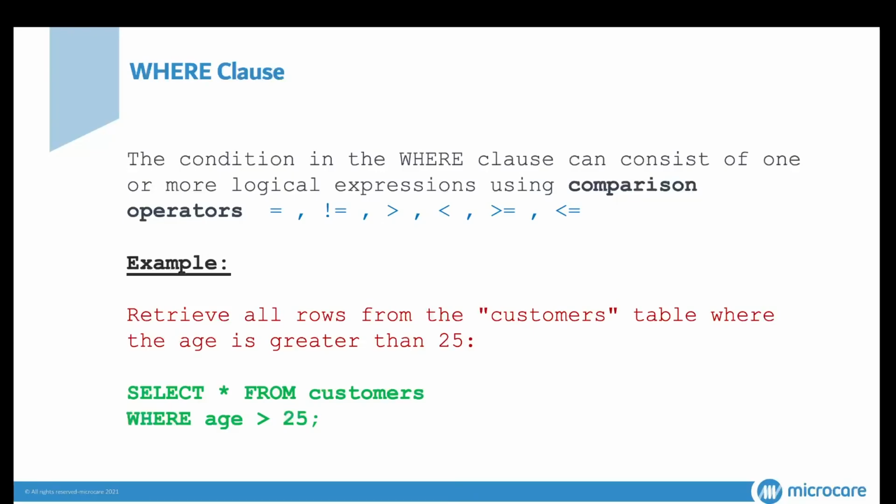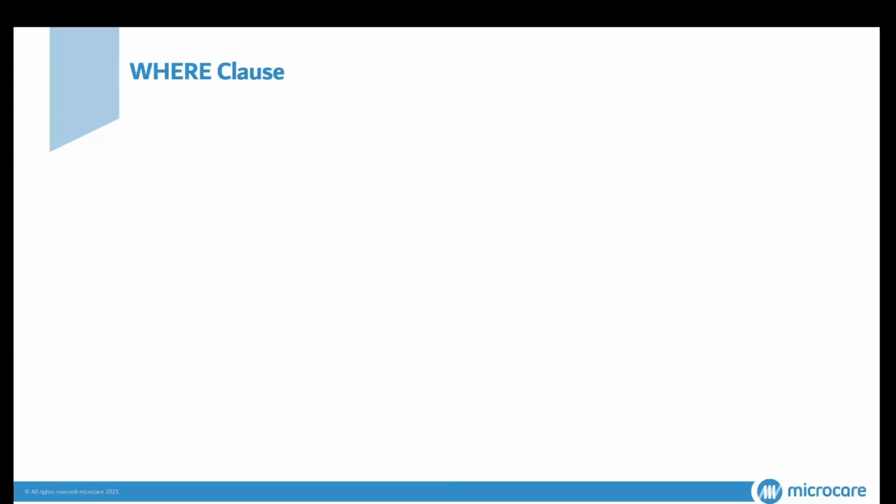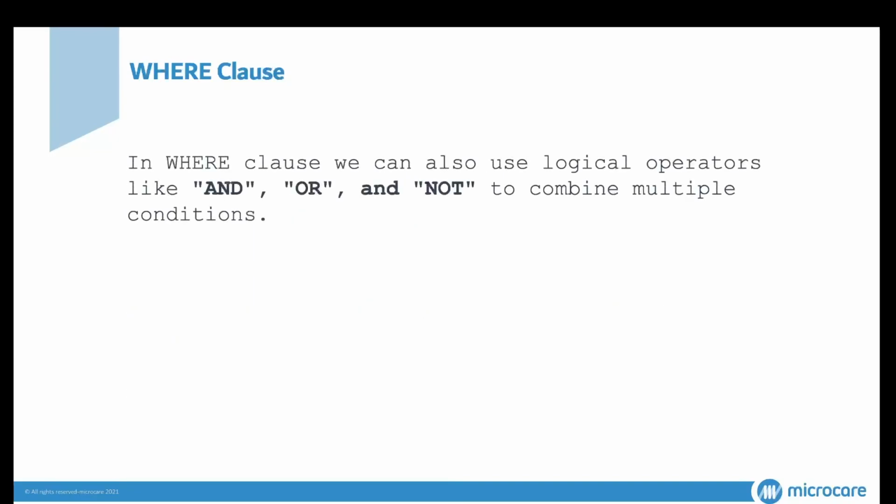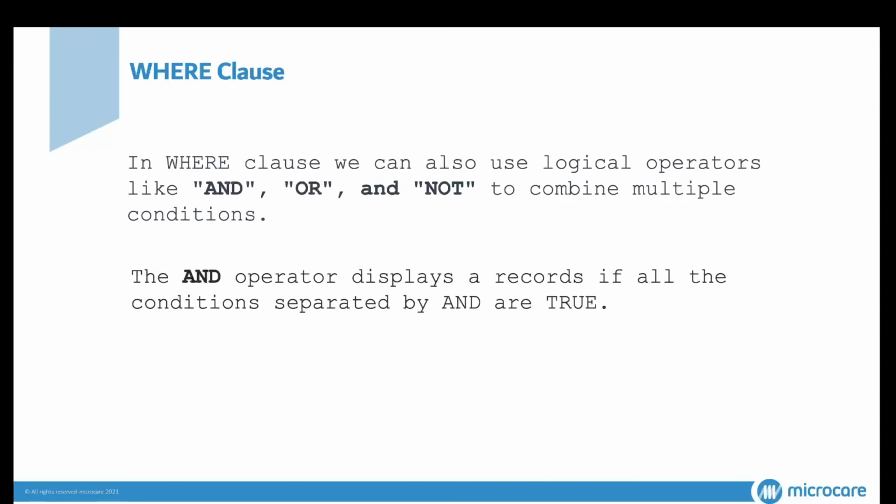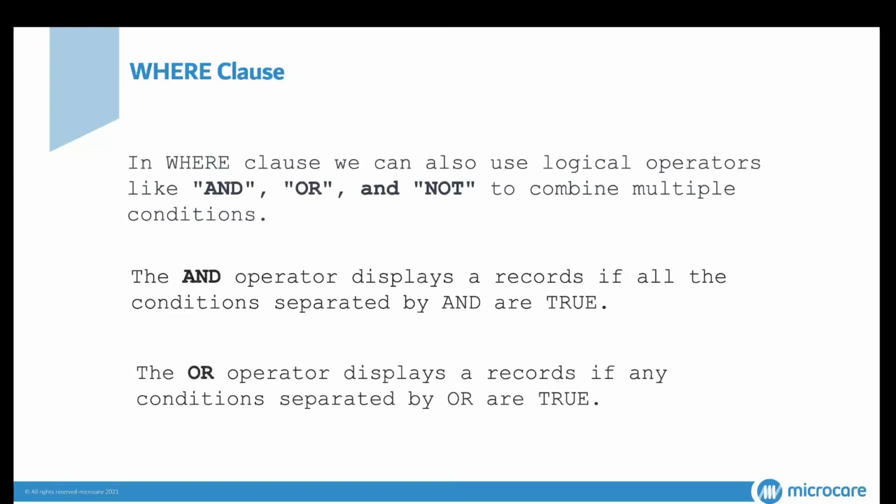In this example, we are going to retrieve all the customers whose age is greater than 25. In the where clause, we can also use logical operators like and, or to combine multiple conditions. And operator displays the records if all the conditions separated by and are true. Or operator displays the records if any condition separated by or is true.